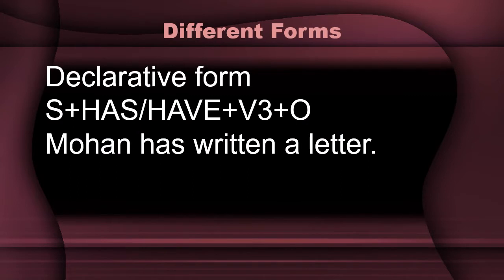Now let us see how the form changes in different types of sentences. In the declarative or assertive sentences, the form of present perfect tense will be subject plus has or have plus V3 plus object. Mohan has written a letter.